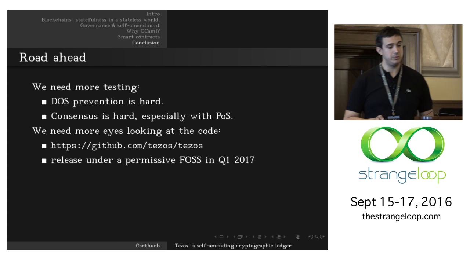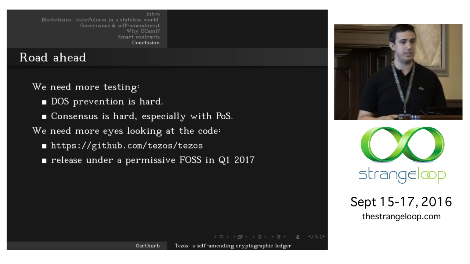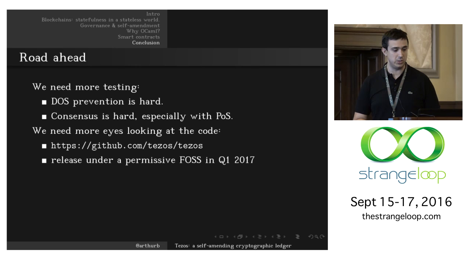But we would like more eyes looking at the code. The code is available on github.com/Tezos/Tezos, and it's not open source yet. You can run the code, you can look at it, but it's not an open source license yet. We're still looking into what license we want to use, and it will be released under a free open source license in Q1 2017.